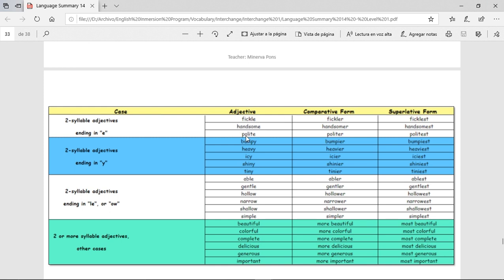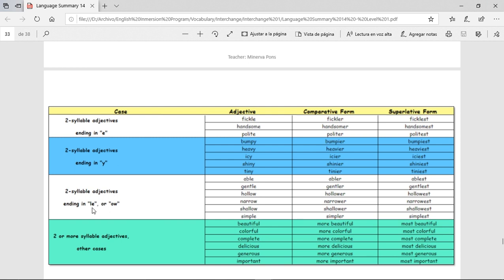Handsome. Polite. Bumpy, heavy, icy, shiny, tiny. Okay? Polite, politer, politest. Handsome, handsomer, handsomest. With two syllable adjectives ending in Y, then it's the same. Just change the Y for I, then ER or EST. Bumpy, bumpier, bumpiest. Heavy, heavier, heaviest. Icy, icier, iciest. So on and so forth.